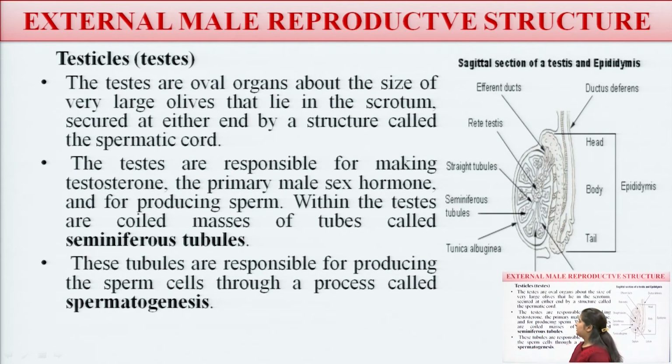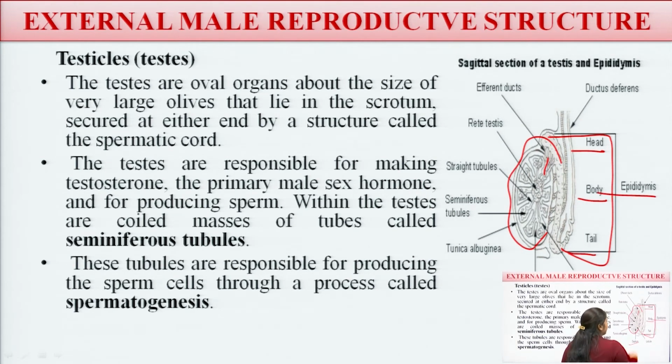Now next, the third one is the testicles or the testis. So this is the structure of the testicles. In the structure of testicles, there is a sagittal section of the testis. So this is the structure, that is the tail part, head, body, and this entire tube is known as the epididymis.